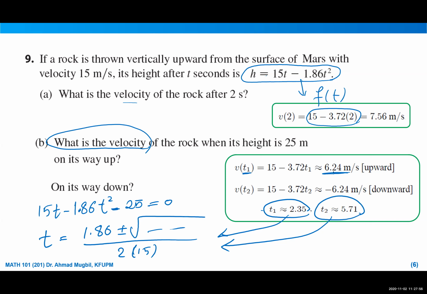Here it is. The velocity when it is going upward, at that time, will be 6 point something. And when it is on its way down, it will be negative. It is clear why the velocity here is negative, because it is going down. It was positive when it was going upward in the positive direction, and down here is the negative direction.